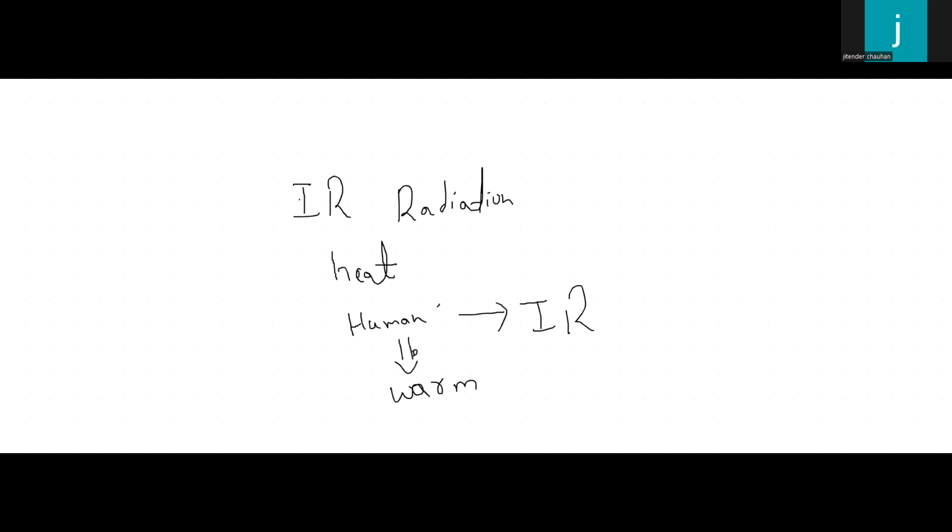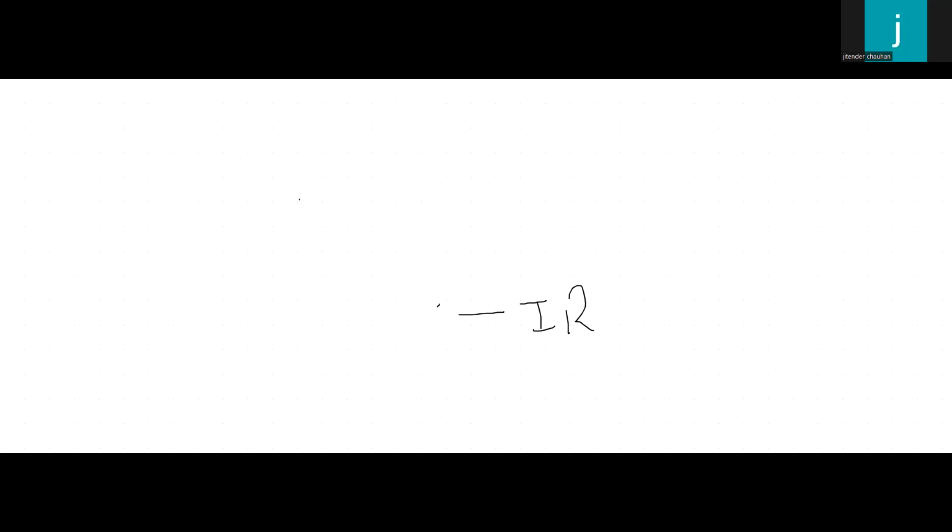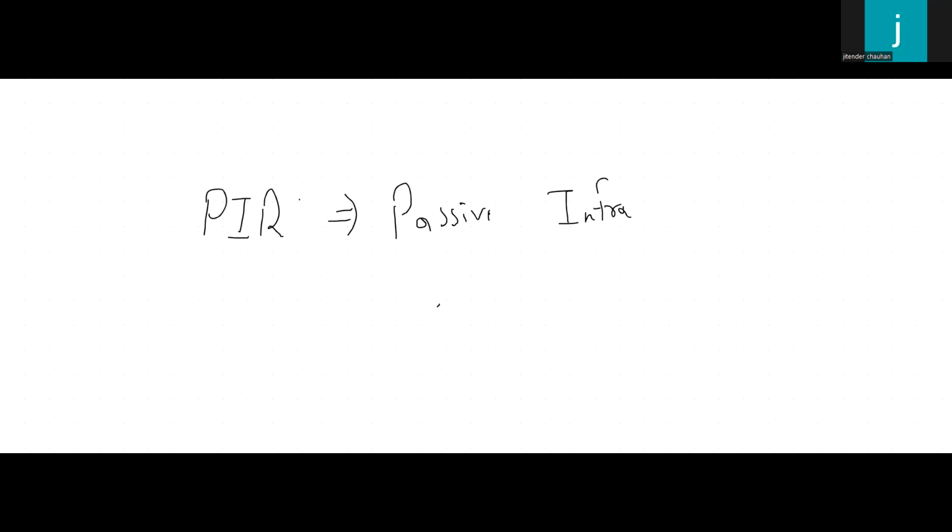Now we are going to learn about the PIR sensor, its structure and function. We have learned about IR radiation. Who emits IR? Every object that has heat can emit IR radiation. Now, PIR stands for passive infrared: P for passive, I for infra, and R for red.